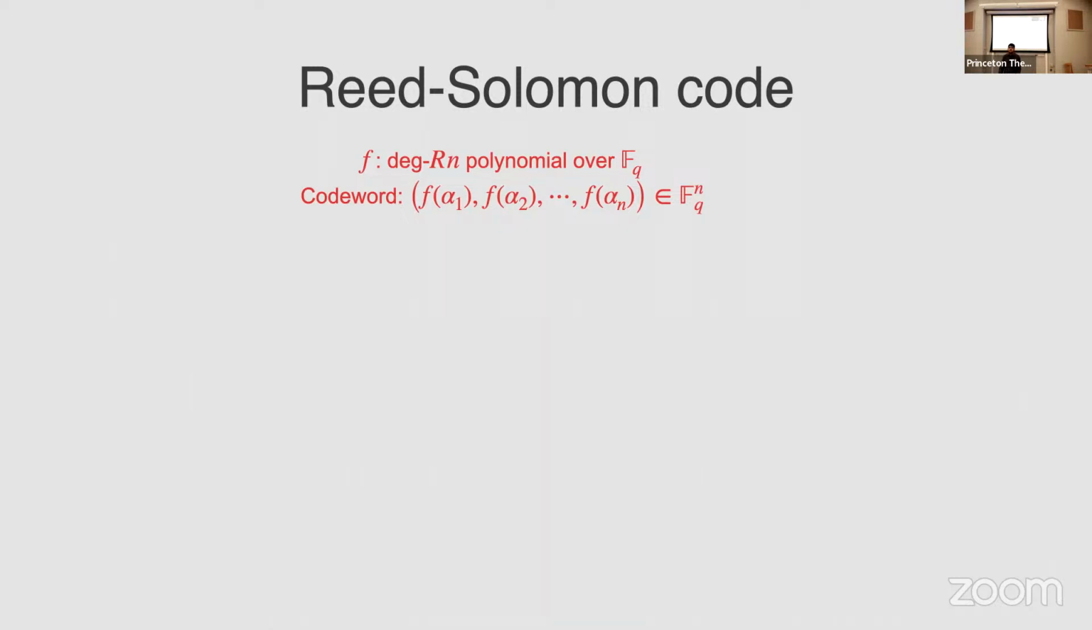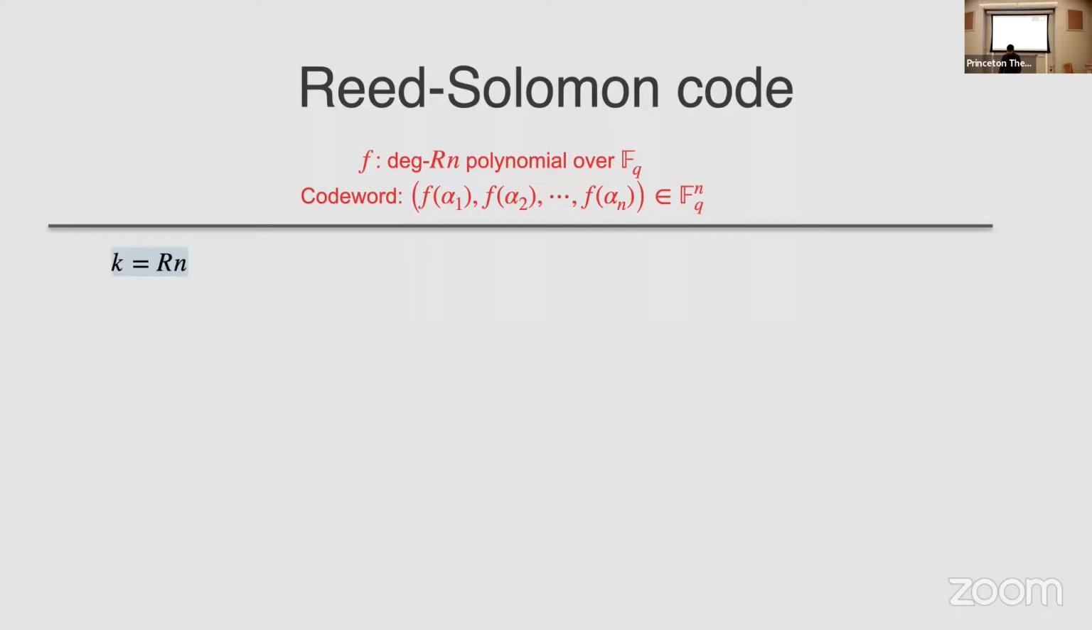So alpha 1 through alpha n are points in the field, and we are evaluating the polynomial over these distinct points. Let's go into more detail about this. Let's say k is equal to Rn. Then a degree Rn polynomial can be seen as a message of length k, or a string of length k over Fq. And these k symbols can be seen as the coefficients of x to the i. So every k length string can be seen as a degree k polynomial over Fq.